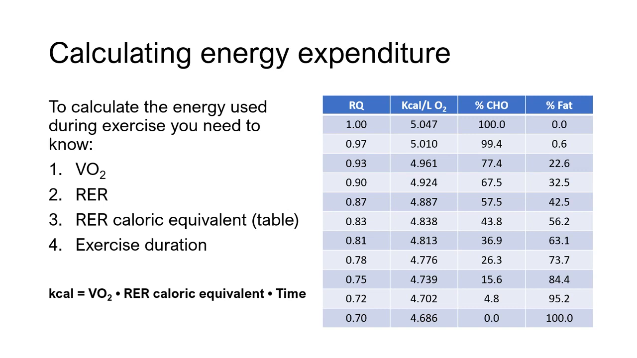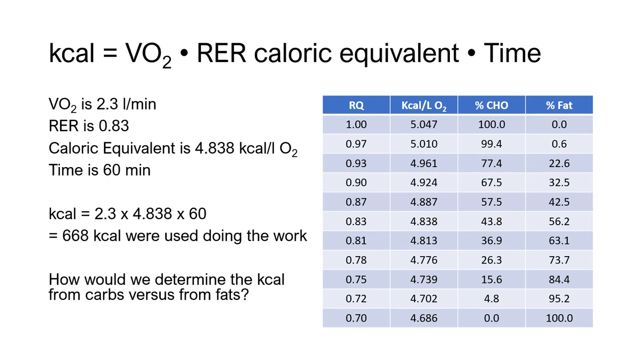An example of this is as follows. Let's say that my VO2 is 2.3 liters per minute. My RER is 0.83, which gives me a caloric equivalent of 4.838. And I was exercising at that intensity for 60 minutes. So we go 2.3 times 4.838 times 60, and that tells me I used 668 calories of work during that exercise.